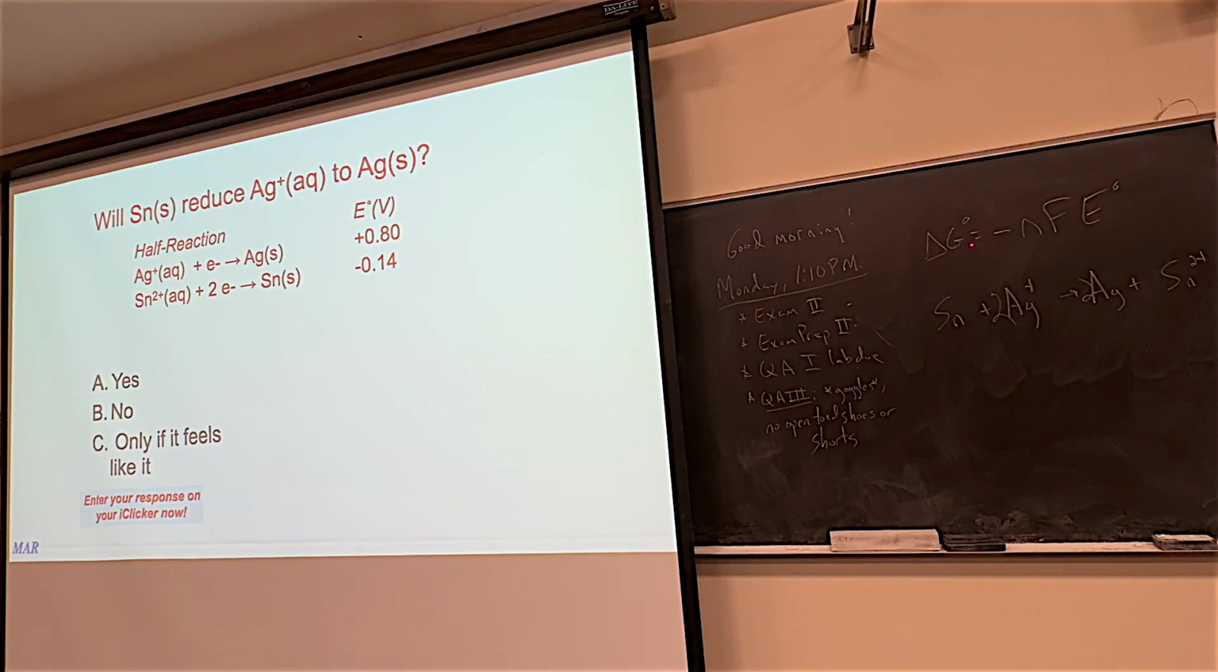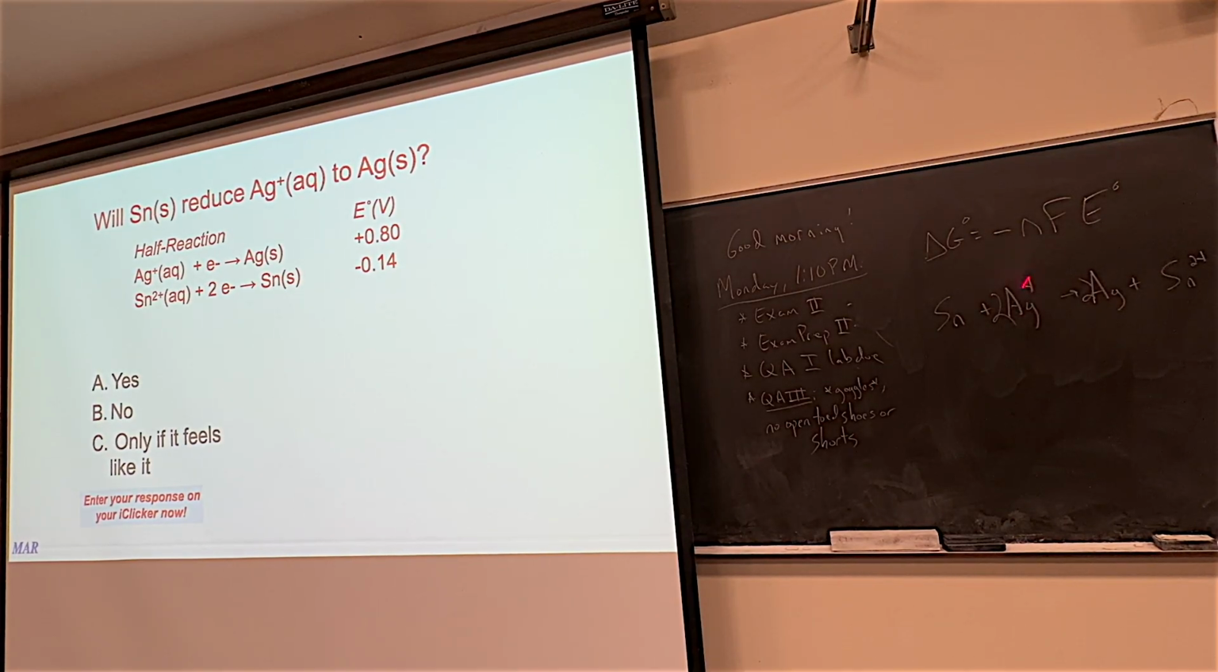Positive E's correspond to negative delta G's. So positive E's means it will occur, and negative E's means it won't occur. Now, these are reductions. We're going to have to flip one, all right? And you can probably see here that tin, we need that as a reactant. We don't want it as a product, all right? So we're going to change the sign of the E. We're going to flip this reaction around. So tin becomes a reactant. That'll be positive 0.14 volts.